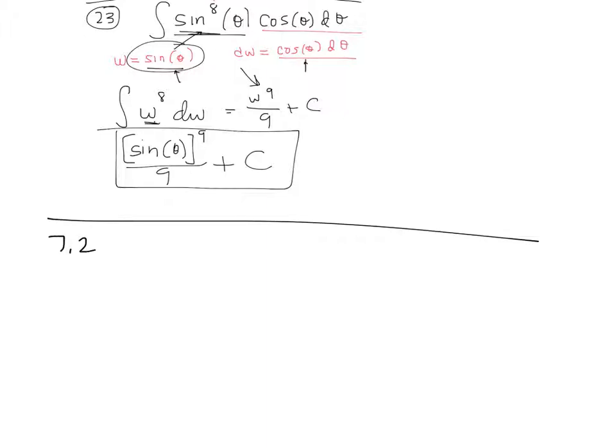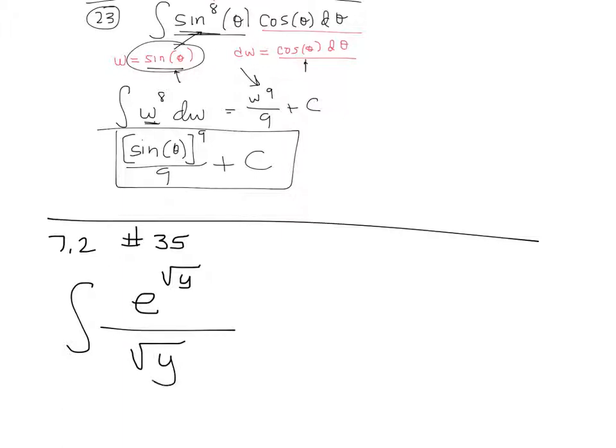All right, this is still 7.2. This is number 35. This is just stuff with e's. So this is e to an exponent of the square root of y over square root of y dy.